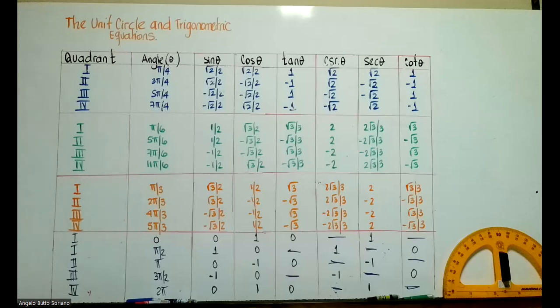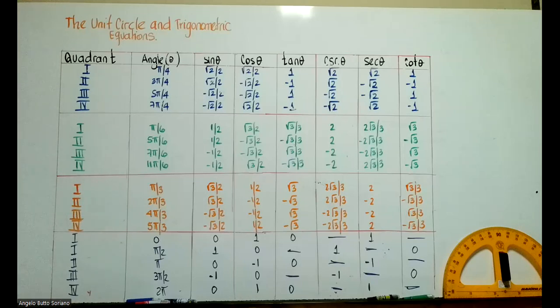You learned how to prove trigonometric identities using the reciprocal identities, Pythagorean identities, addition and subtraction formulas, double angle, half angle, lowering powers, sum to product, and product to sum. And today we're going to learn how to solve trigonometric equations by means of the unit circle.